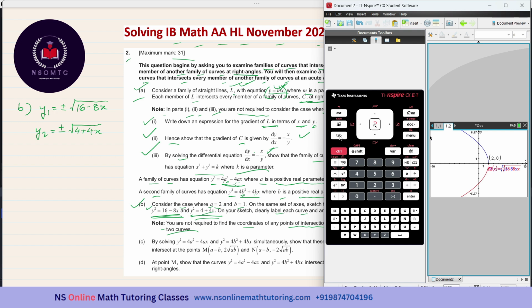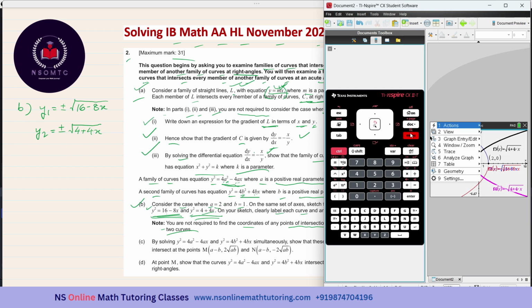So I have to go to tab again, and then I have to take the positive square root, and it is 4 plus 4x. Okay, and then I have to take the negative square root. Again 4 plus 4x. Sorry. 4 plus 4x. Fine. We have got the second graph. So I have to get the 0 of this as well.